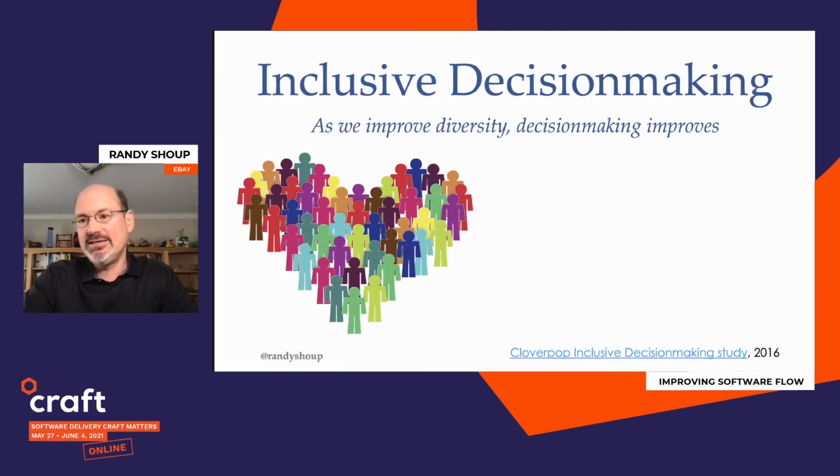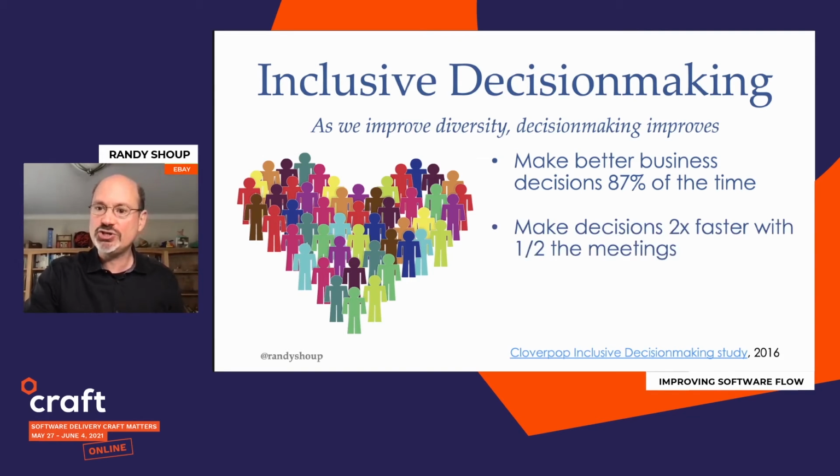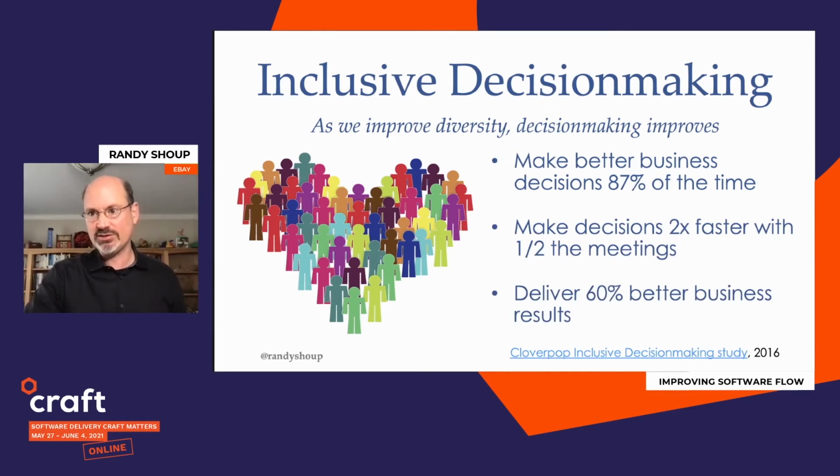Okay, the other related idea here is this idea of inclusive decision-making. And there was a great study back in 2016 that showed each incremental amount of diversity that we add to a decision-making group incrementally makes our decision-making better. So if you add geographic diversity, age diversity, and gender diversity, that team is going to make better business decisions 87% of the time. And oh, by the way, they're going to make those decisions twice as fast with half the meetings, and they're going to deliver 60% better business results. That was the study if you had all three of those flavors of diversity.